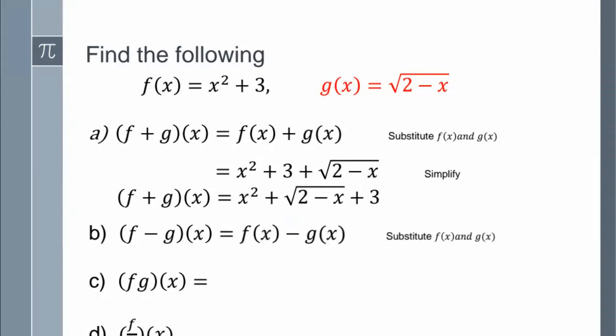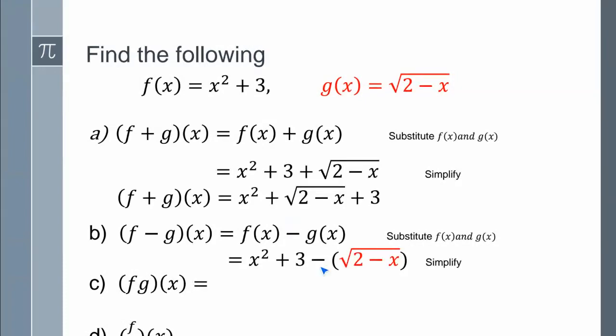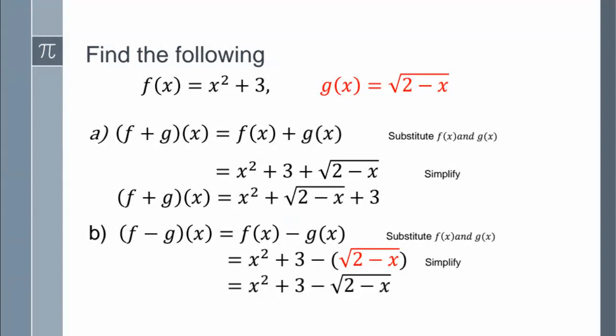And if we subtract, we get f of x minus g of x. And here we're going to distribute the negative into the parentheses. And we end up with x squared plus 3 minus the square root of 2 minus x.